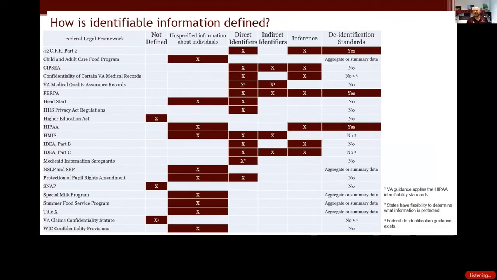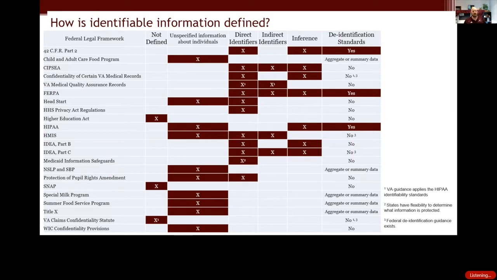And the reason why this diversity is important to realize is because the laws in their substance can be quite different. So what you see here are those same roughly 24 laws, and a breakdown of how they go about defining what information is, quote, identifiable. So I want you to eyeball this and just see that there are quite a few differences in the way these laws approach what's identifiable.